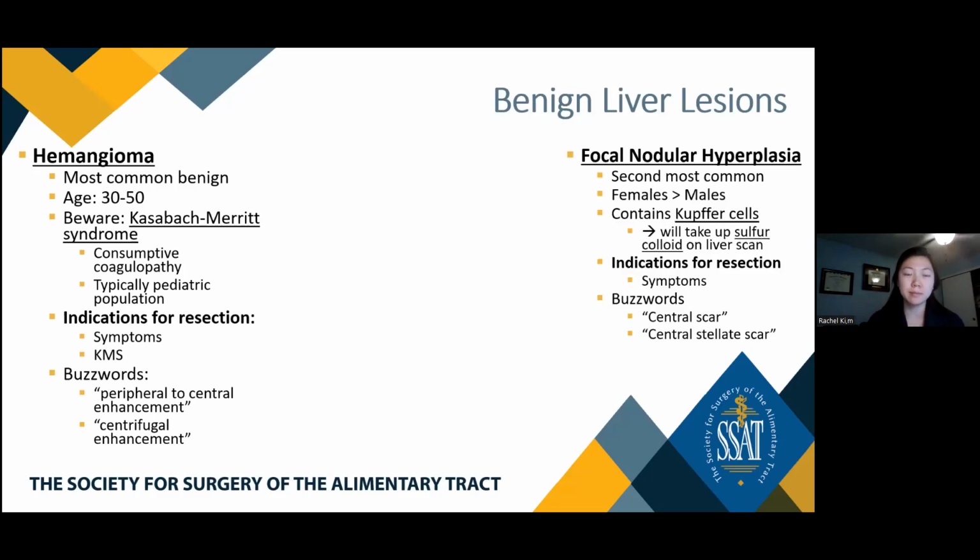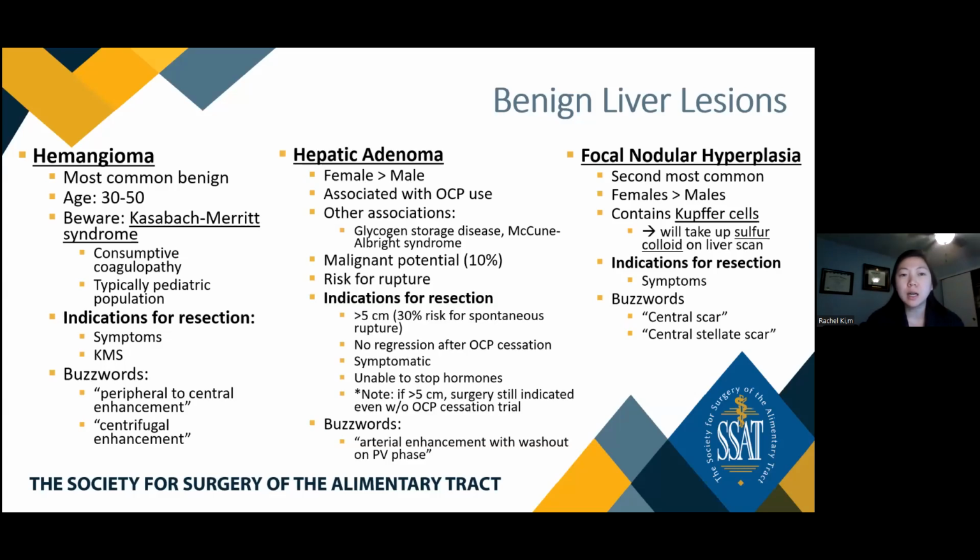The second most common is focal nodular hyperplasia. These are completely benign. Typically, they have that classic central scar. So the only real reason you need to resect them is if they're symptomatic. Something else to know is that they do have Kupffer cells. So if you ever see on the ABSITE a sulfur colloid scan, they should take up the sulfur colloid. And then the third, more commonly tested, I should say, benign liver lesion is hepatic adenoma.